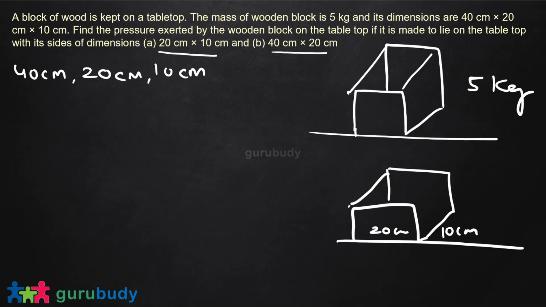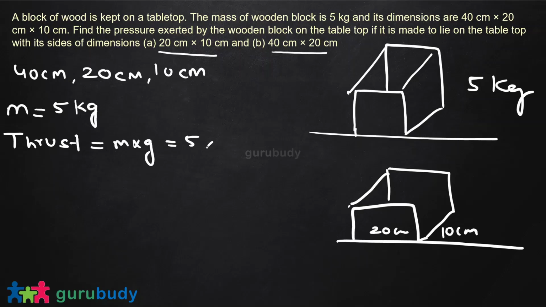We know the mass given is about 5 kg, and we know thrust and pressure. It's asking us to calculate pressure. Pressure is going to be calculated from thrust, which is the weight of the object. So thrust is going to be mass into gravity, which is 5 into 9.8. This is going to be around 49 Newton. So that's the thrust.